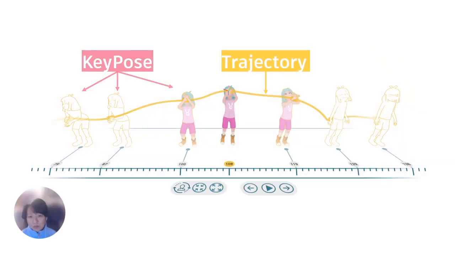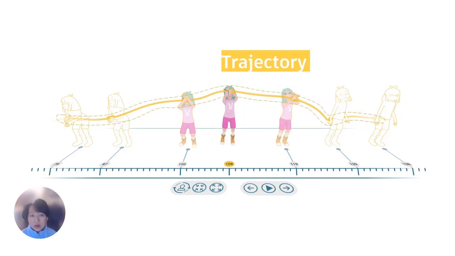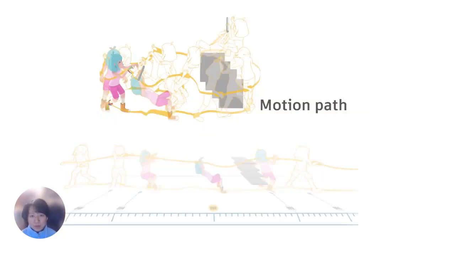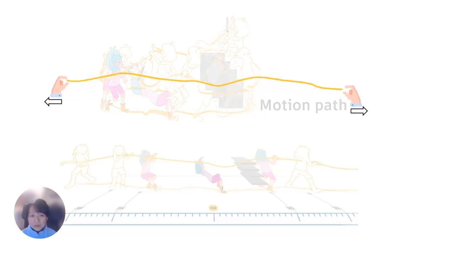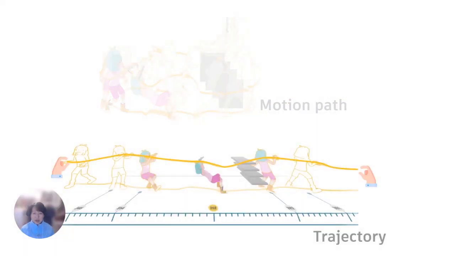There are two primary components in this interface. One is trajectory, the other is KeyPose. Trajectory is a set of ordered positions of a joint over time. This is different from the motion path, which renders a joint's 3D position in the scene. The trajectory can be considered as a stretched motion path over time. It maps time over a lateral axis and therefore provides a view that disentangles potential overlap between the positions.